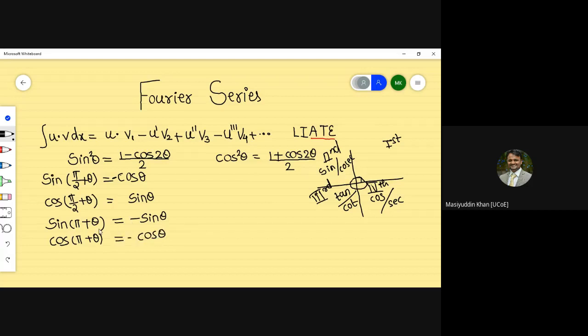Why minus? Because pi plus means it lies in the third quadrant, and in the third quadrant tan and cot are positive, and the rest of the terms are negative. So you should remember this concept.